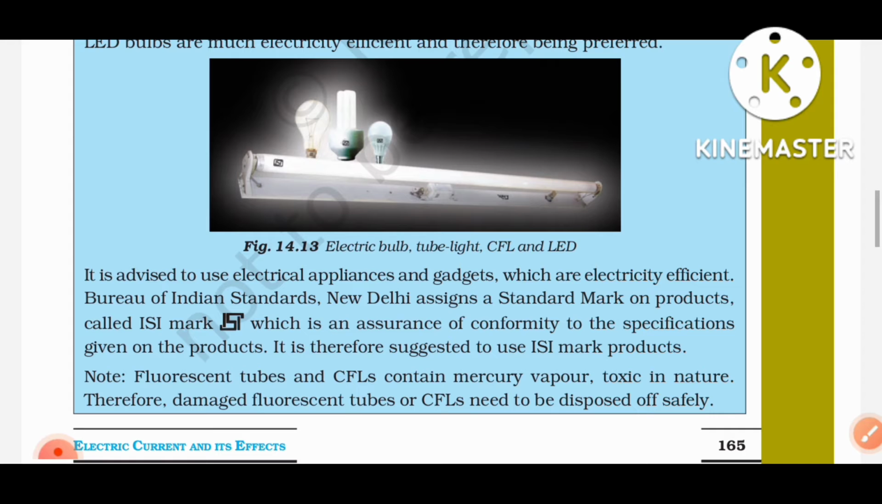Note: fluorescent tubes and CFLs contain mercury vapor, which is toxic in nature. Therefore, damaged fluorescent tubes or CFLs need to be disposed of safely.